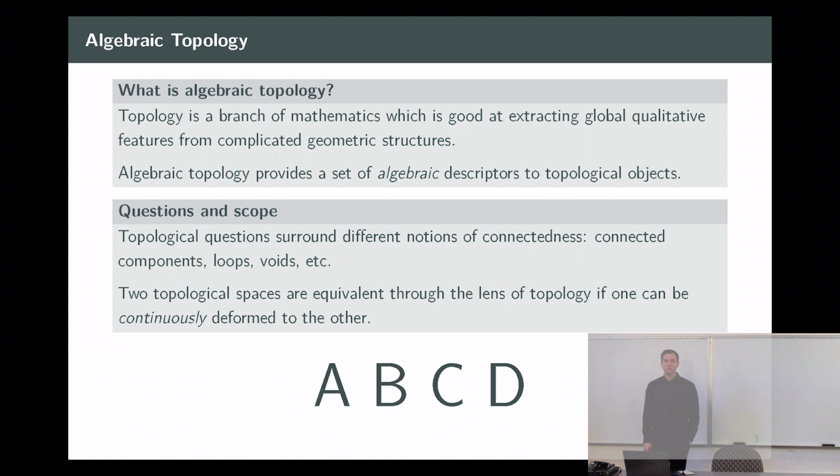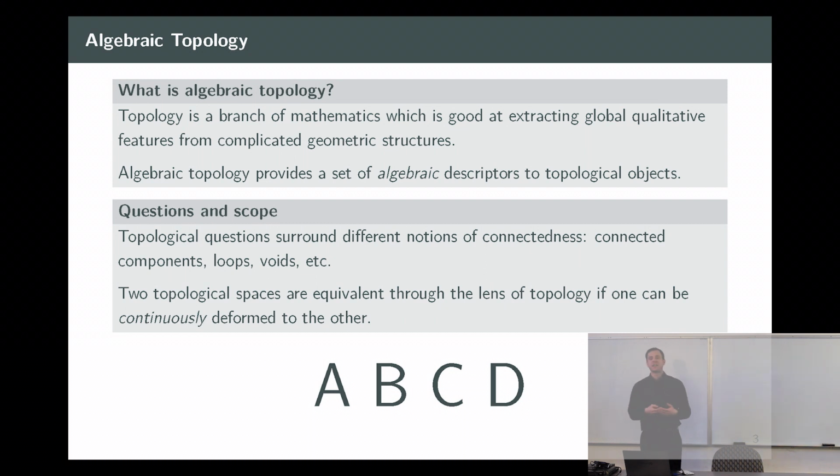So what's algebraic topology? Well, before you talk about algebraic topology, you should know what topology is. Topology is just the study of continuous functions, but that's useful in extracting global qualitative features from some complicated geometric structure. What algebraic topology does is assign algebraic descriptors to topological objects. Topological questions can involve things like connected components. How many loops are there in a manifold or space? How many voids are there, for example?